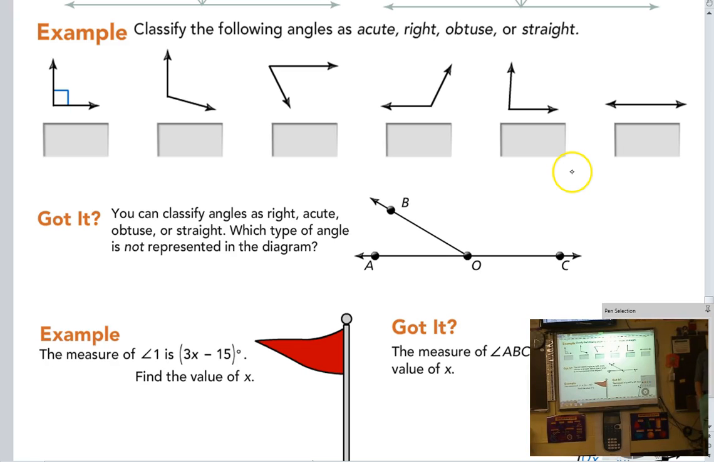Okay, although we still have time remaining, I feel like most of us have this figured out. Leah, our first angle here is shown. How did you identify that? That is a right angle. Josh, what's my next one? It's an obtuse angle. Jaheem, my next one.